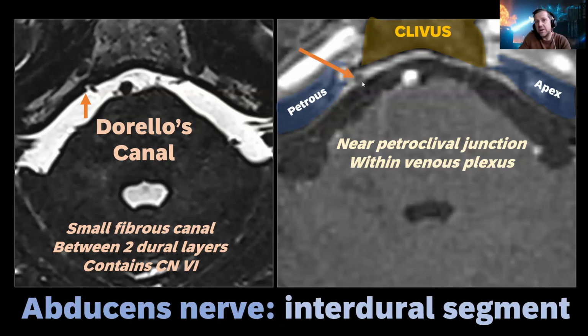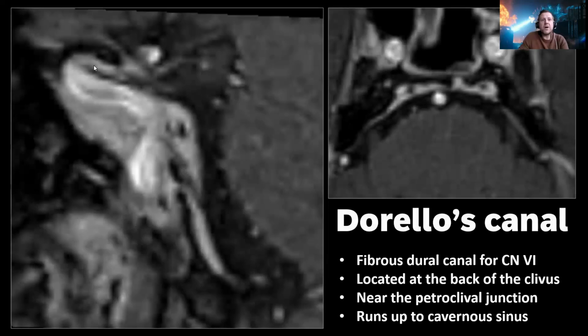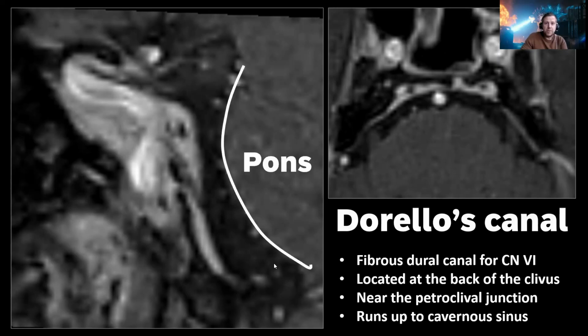And here we see a very small hypointensity in this contrast enhancing venous plexus. This is the abducens nerve in Dorello's canal. Okay, these images might be a bit difficult, especially this one over here. What is this exactly? Well, this is the pons. It's a parasagittal reconstruction I made, so that's why it looks so strange. We're not used to looking at images in this plane, but stay with me.